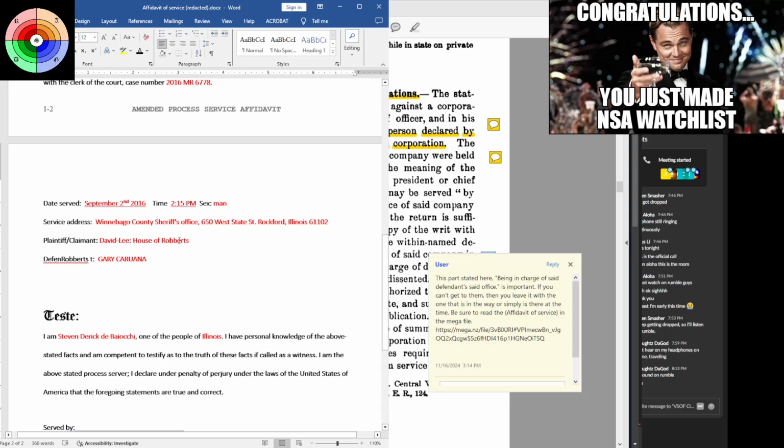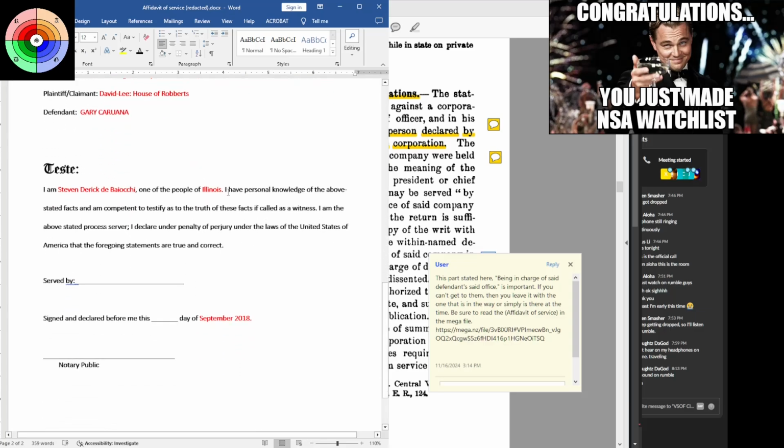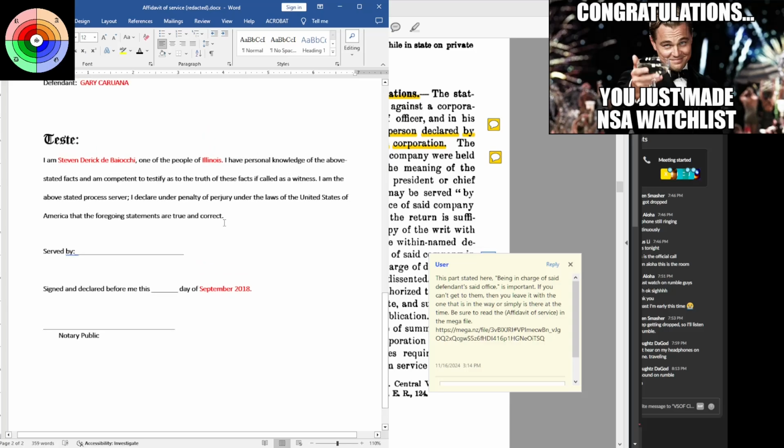Plaintiff or claimant, David Lee House of Roberts. Defendants, such and such. And again, the defendant's a little bit messed up here. I should just say defendant. I don't know why that was a little bit messed up, and then you put your defendant, okay? And that's it. And then the test day is that you go and you get it notarized, which is pretty much a requisite in any state statutes regarding due process of process service affidavits. You pretty much always have to go and get it notarized.